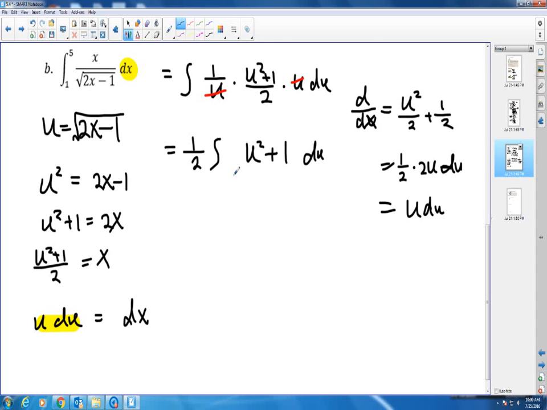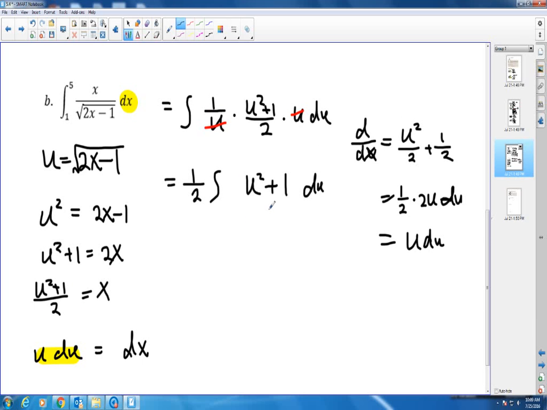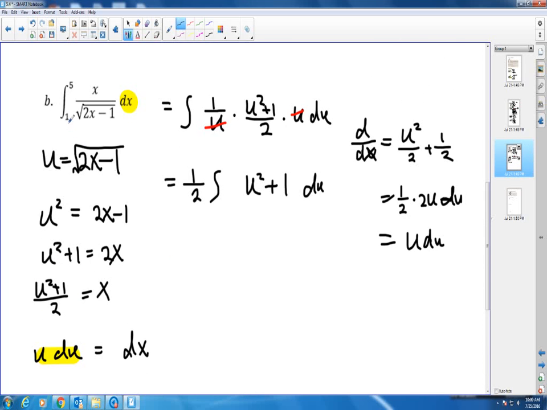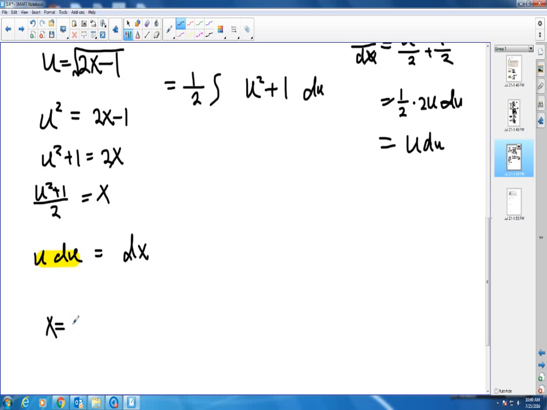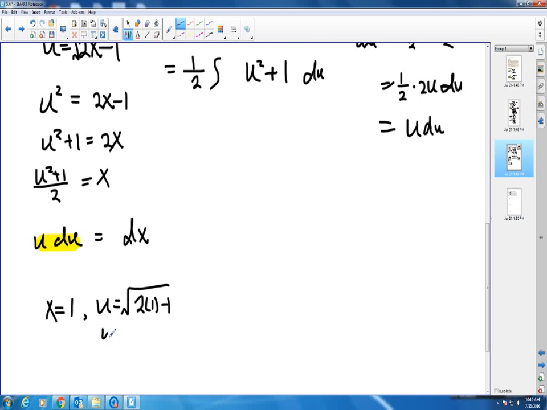Now, I'm going to show y'all something I never show y'all, because we've been evaluating in terms of x. So this 1 and 5 is with the dx. So if I'm not going to turn the u back to the x part, then I cannot evaluate from 1 to 5. It's a different set of numbers. So think about this. When x equal to 1, what does u equal to? That will be square root of 2 times 1 minus 1, which is still 1.